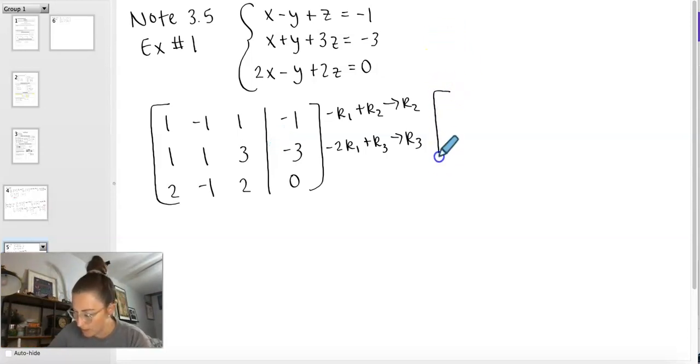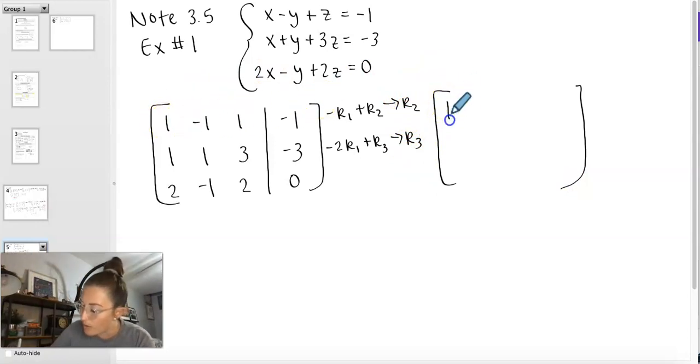Alright, so let's draw our next matrix. Okay, so row 2 is going to change. Row 3 is going to change. The only thing not changing is row 1. Copy it down. 1, negative 1, 1, negative 1.